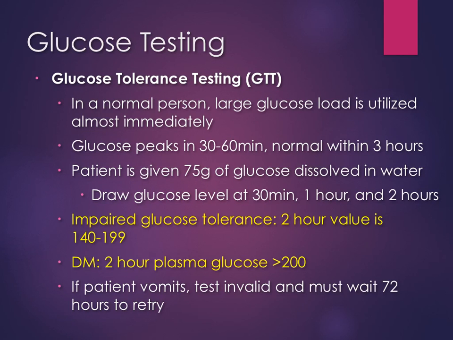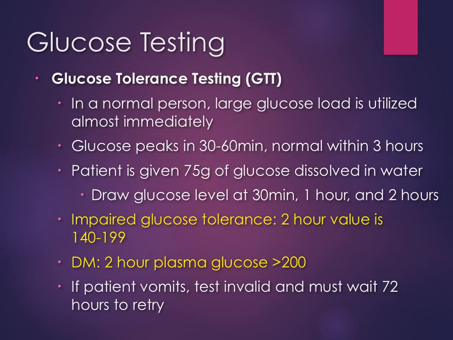One of the tests that you can order or obtain when you're screening somebody for diabetes is a glucose tolerance test. Now, in a normal person, a large glucose load is utilized almost immediately. So if you eat a bunch of cake icing, your body's going to use that and burn it up pretty quickly. Glucose levels typically peak in about 30 to 60 minutes, but they should be normal within 3 hours. So in anybody without diabetes, you can eat as much cake icing as you want. In 3 hours, your sugar levels should be back to normal.